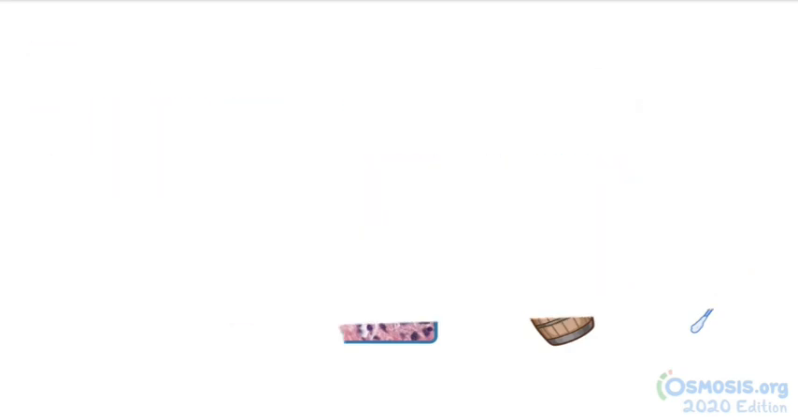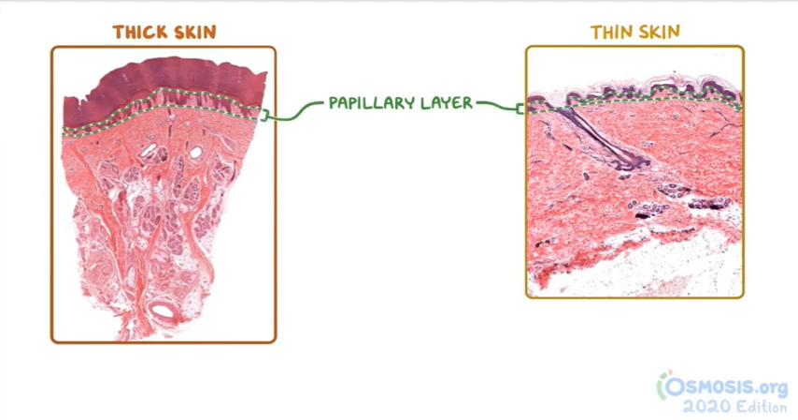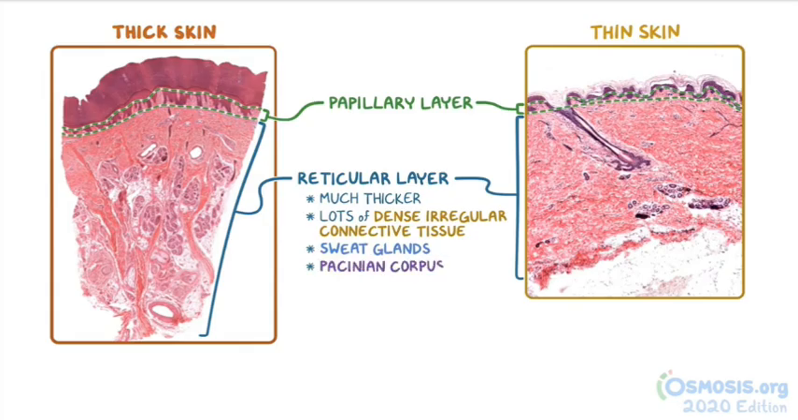Alright, let's zoom back out to the low-magnification images of thick and thin skin. The papillary layer is the outer portion of the dermis that includes the dermal papillae, but the rest of the dermal layer is called the reticular layer. This layer is much thicker and contains a lot of dense irregular connective tissue, but this is also where many of the specialized structures of the skin are located, such as sweat glands and sensory receptors called Pacinian corpuscles.